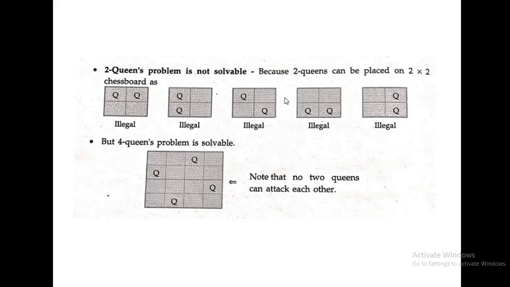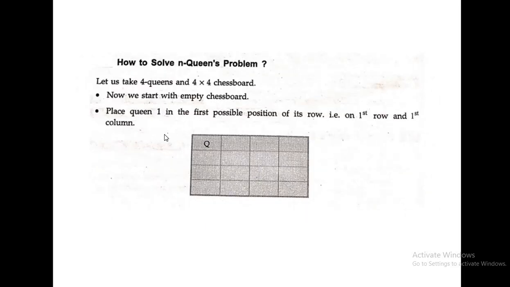Then we have to solve the nQueens problem. Note that no 2 queens can attack each other. How to solve the nQueens problem? Let us take the 4 queens problem, a 4x4 chessboard. Place Q1 in the first possible position, on the first row and the first column. Then place Q2 after trying unsuccessful searches. Here we cannot place, here also not, so the third position I am going to place this. Then 2, 3. This is a dead end because we cannot place another queen. So that is a dead end.